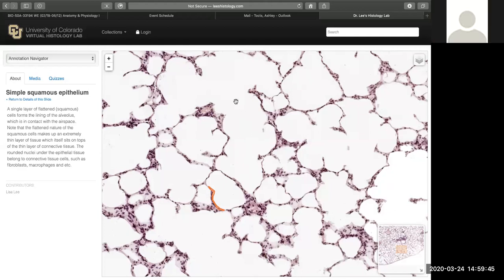Yeah, no, that makes perfect sense. Air sacs in your lungs, got it. Because epithelium is just the lining. It's basically just the lining. Got it. Yep. Thank you.